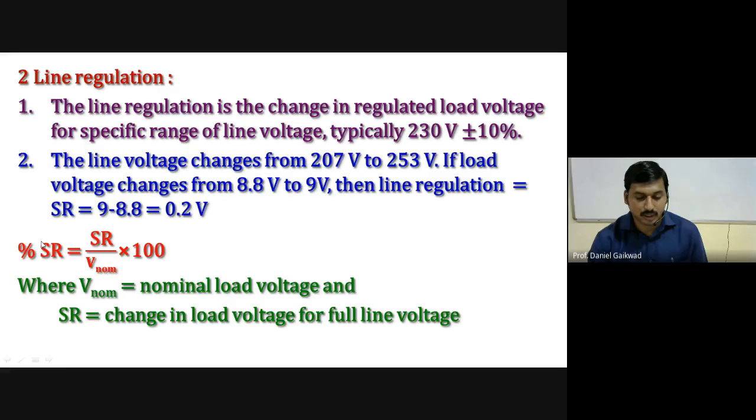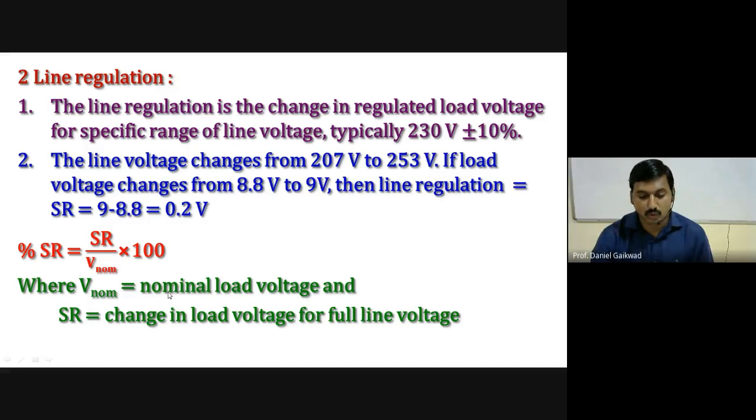And we have the percentage line regulation formula: SR divided by V_nom into 100. SR is the change in load voltage for the full line voltage range, for example 9 minus 8.8, which is 0.2. That is the SR, and V_nom means nominal load voltage. Nominal load voltage means the average voltage. Suppose 230 is the average; that is called the nominal voltage.